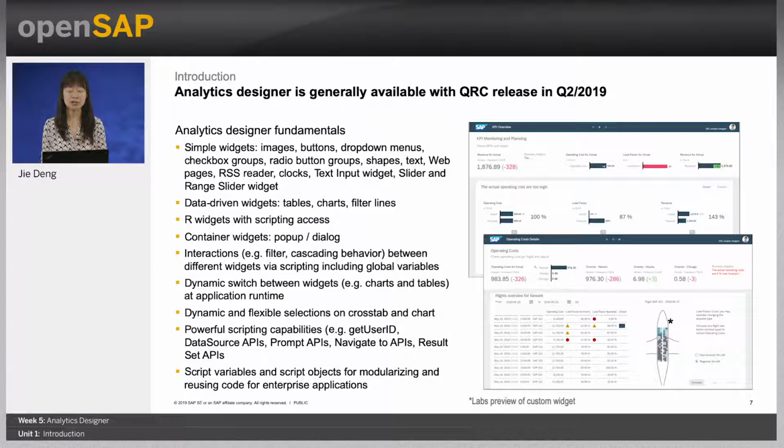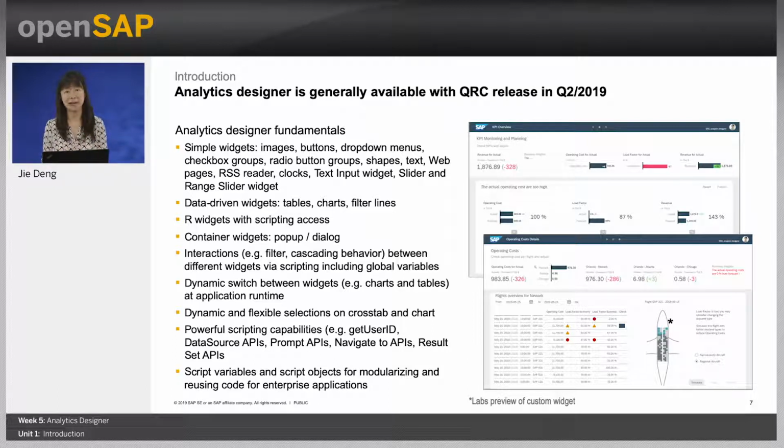So here I would like to introduce what we are delivering with the QRC release in Q2 2019. Which kinds of features are already delivered with the QRC release in Q2 2019? Our first category is the whole basic dashboarding capability. Here we are delivering different widgets and containers, dialogues, and scripting, eventing, and also script objects and script functions, all of these capabilities that will enable you to create interactive dashboards or analytical applications.